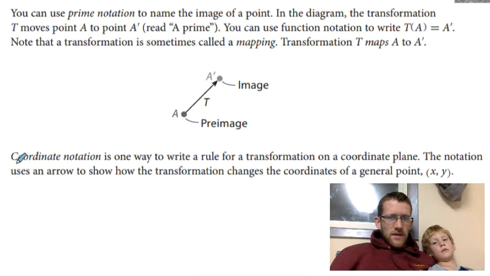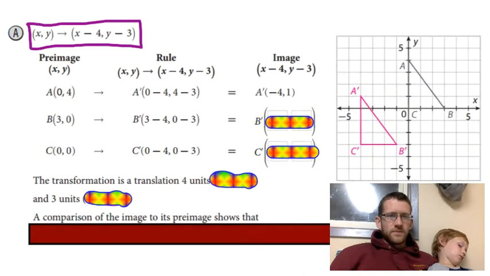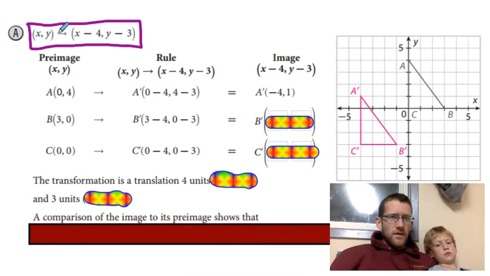Finally, we have this thing called coordinate notation, and that's where we list out our x value and our y value. So here's our example of coordinate notation. It's right here in purple. X, y becomes, through the transformation, x minus 4 and y minus 3.